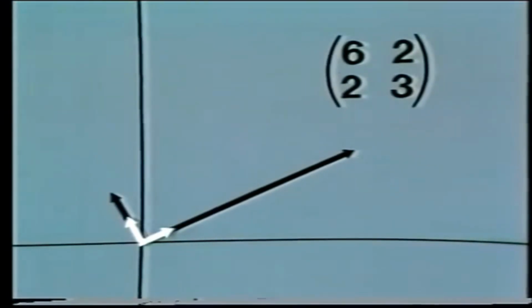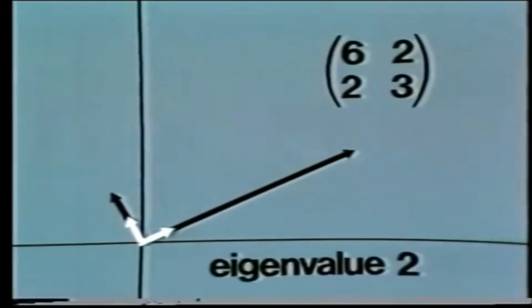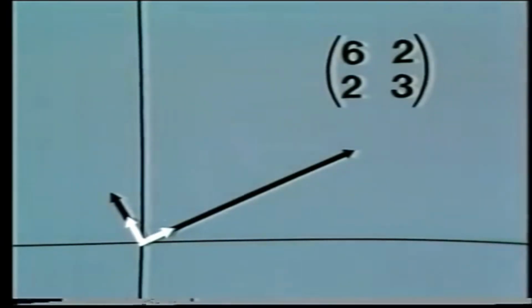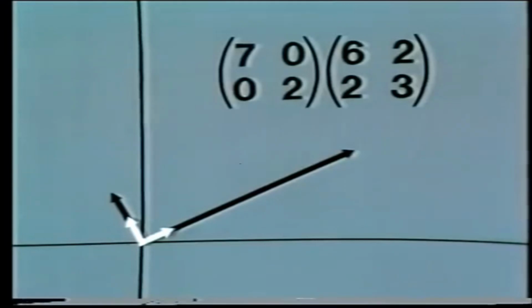And here's another eigenvector. It's at right angles to the first one, and this time the eigenvalue is 2, because the eigenvector is mapped to twice itself. So if we choose these 2 eigenvectors as a basis, then the matrix becomes this. There are eigenvalues down the diagonal and zeros everywhere else.